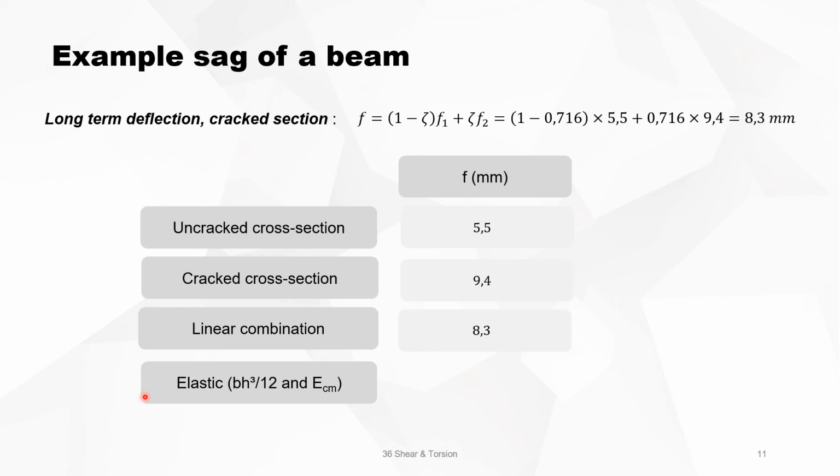But if you now calculate the sag of the beam just as if it was elastic material, and you use ECM, just the mean modulus of elasticity, and as moment of inertia, the BH to the third divided by 12, which a lot of engineers do, you have 2.2. You see that you severely underestimate the sag of a beam if you only use the elastic calculation methods. You should at least calculate the sag with EC equals to ECM divided by 3.